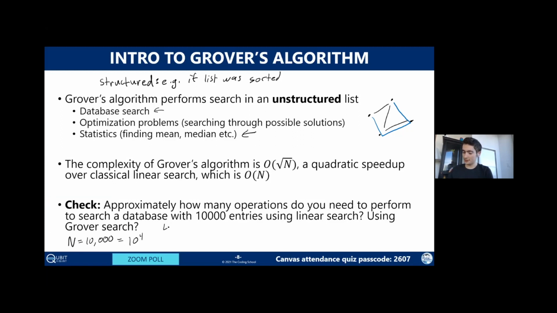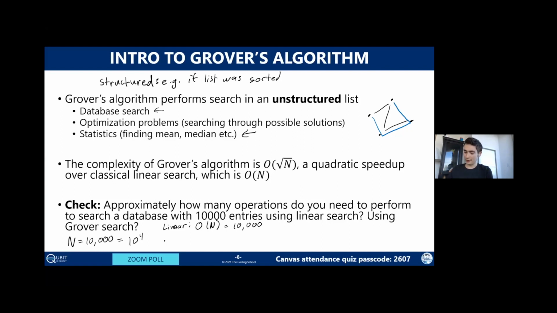Linear search, we know, is big O of n. And so that is just going to be 10,000 itself, just n. So no tricks here. Order of n, you don't have to do anything else to the number. You can just say that's roughly how many comparisons it's going to take for linear search. Again, this is in the worst case.